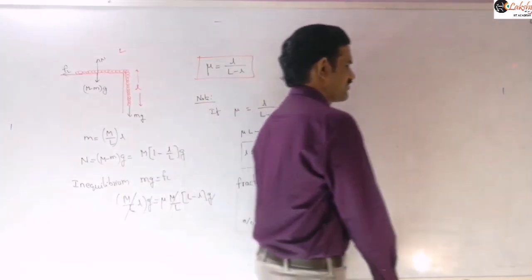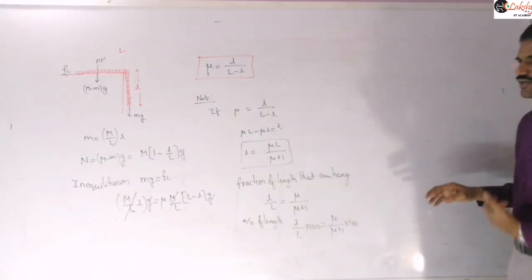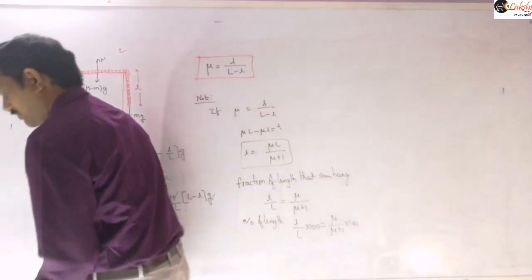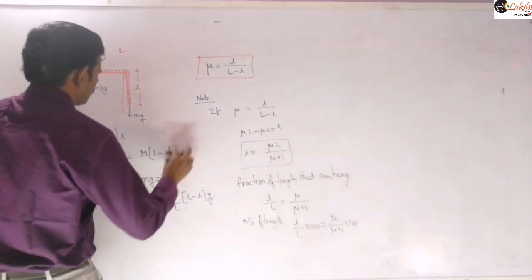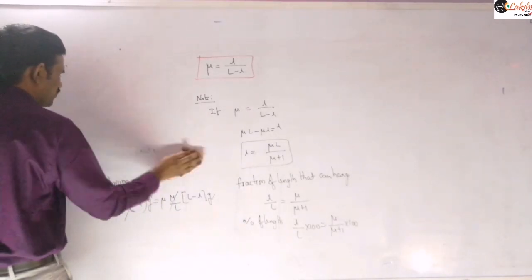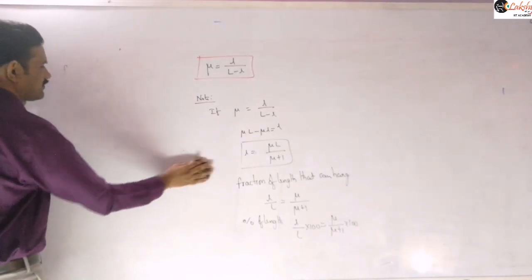Sometimes they will ask a question like this: what can be the percentage of length that can hang, and what can be the fraction of length that can hang from the table? Then you can answer such types of questions. So these are a few standard problems: this insect problem or sand problem, and this chain problem.